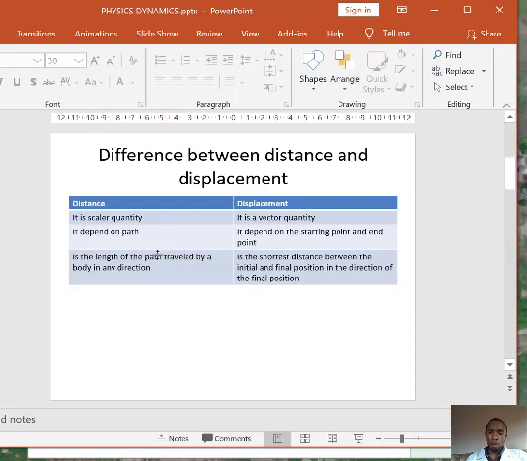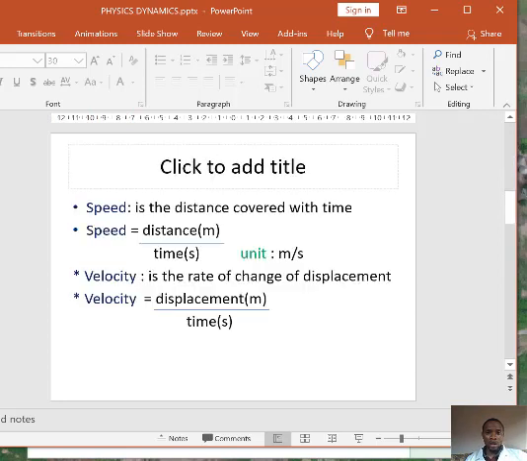Then the distance is the length of the path traveled by the body in any direction, while displacement is the shortest distance between the initial and final positions, in the direction of the final position. You can get other differences in other textbooks.